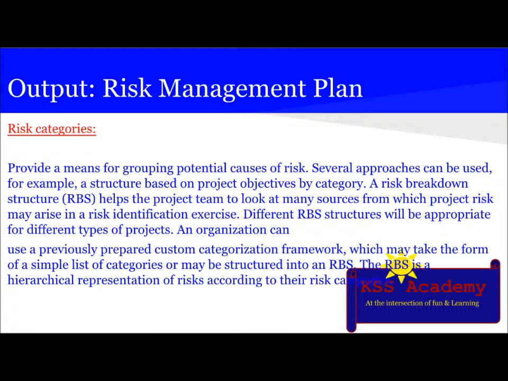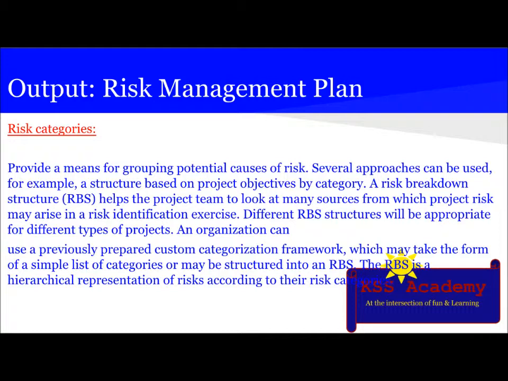which provides a means for grouping potential causes of risk. Several approaches can be used. For example, a structure based on the project objective by category. A risk breakdown structure, also called RBS, helps the project team to look at many sources from which the project risk may arise in a risk identification exercise.